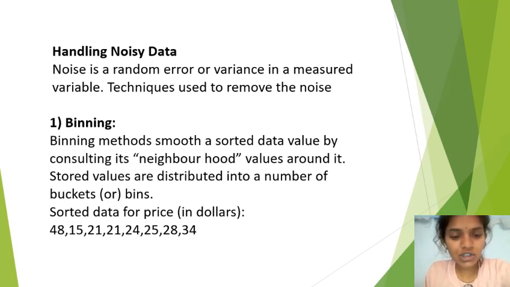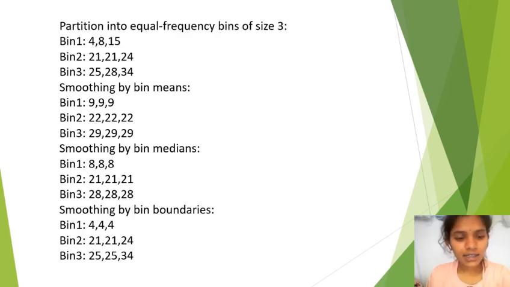Sorted values are distributed into a number of buckets or bins. That means the data given, first of all, we have to sort, and then we have to store them in bins. Sorted data, for example, take sorted data for price in dollars. The middle value can be replaced: if it is nearer to the smallest value, we have to replace it with the smallest value, and if it is nearer to the greatest value, we have to replace it with the greatest value.